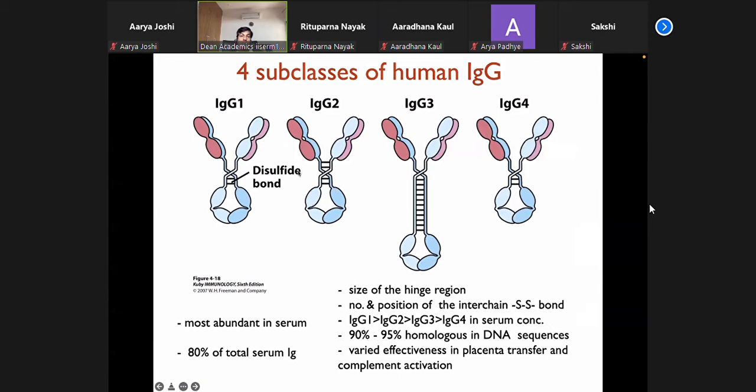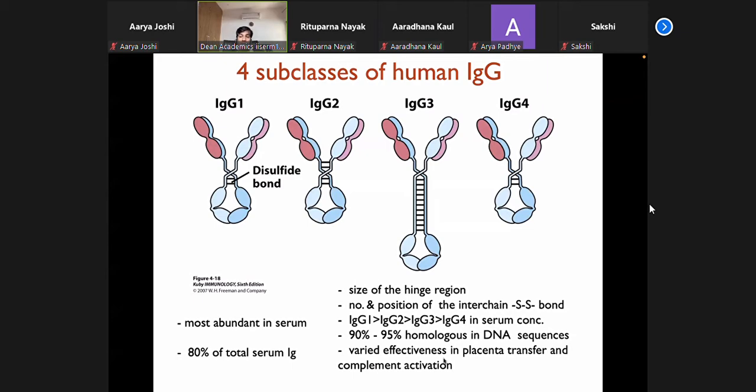Although the heavy chains are almost 90 to 95% homologous at the DNA sequence level, eventually what amino acids are there will give rise to different epitopes which may not be present here but are present here. And that approach was used for dividing them into different subclasses, right?